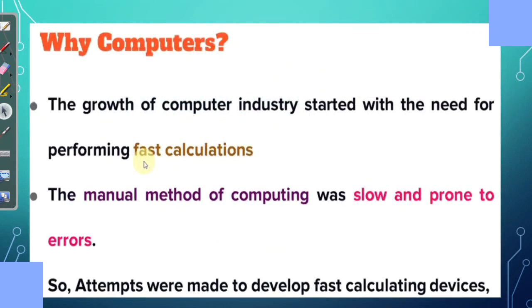Now we will see why we are going for computers. The growth of the computer industry, from start to now, has been a very fast approach for calculation. The manual method of computing is slow and there is a possibility of error. But in a computer, if you feed in a particular program for calculation, it is not supposed to give an error and it is very, very fast. So it is also one of the calculating devices.